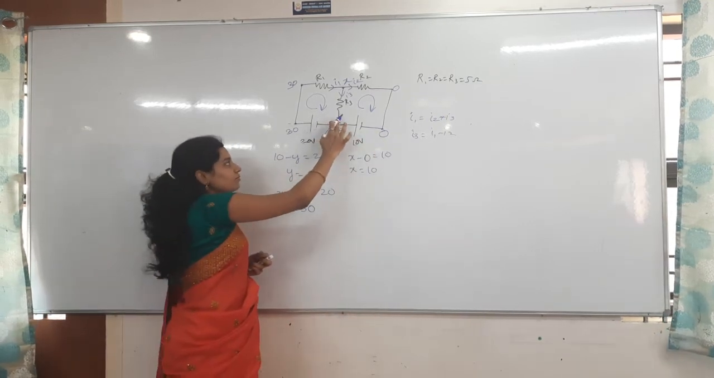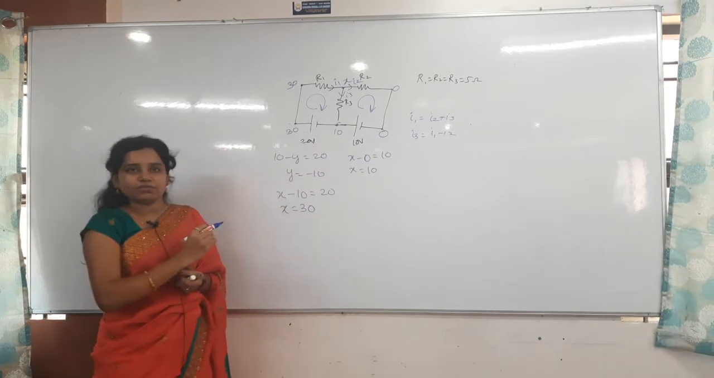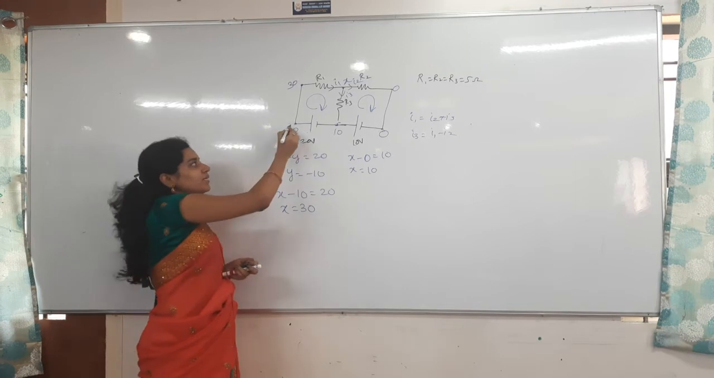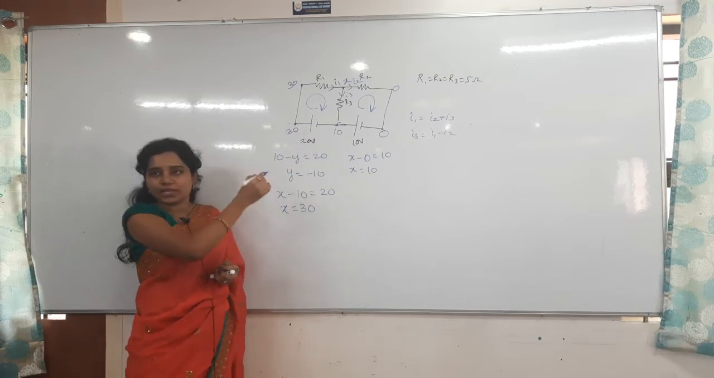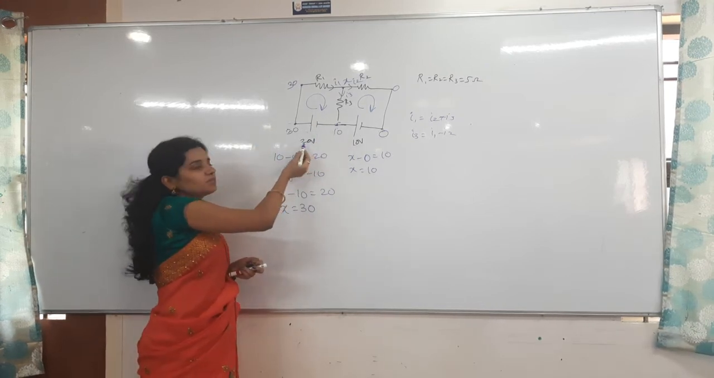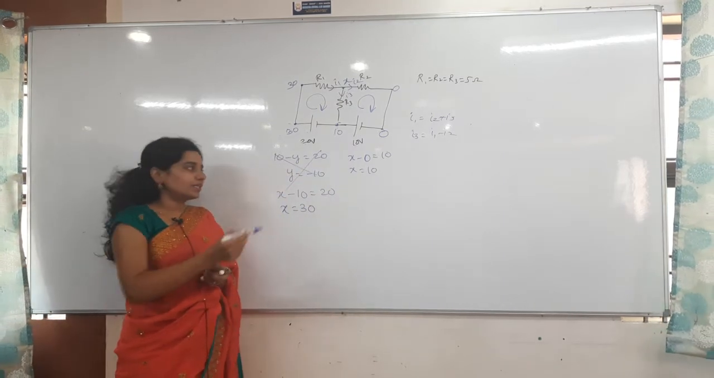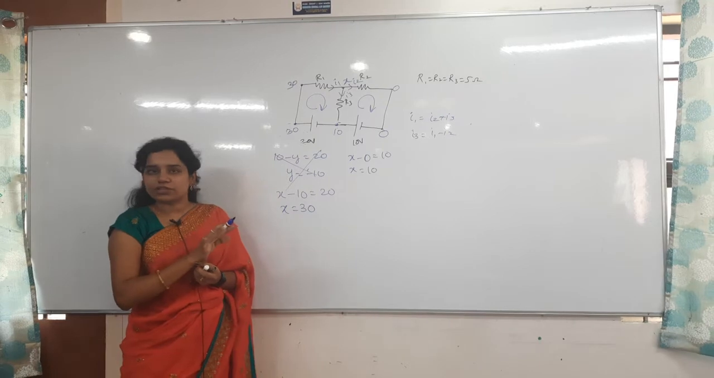And then you are clearly able to see this is a battery we are having. For this battery, this is a higher potential and then this one is a lower potential. Let me take this as a higher potential and point x. x minus 10 is equal to how much you get here? 20. So here x is equal to how much? 30. Otherwise this one also is correct only. There is no need to worry about that.